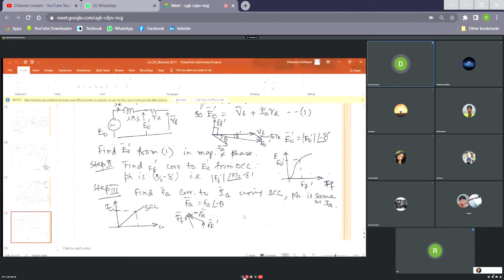Now we go to IA versus IF. IF is proportional to E0 also, so you can say IA versus IF. IF and E0 are related. If you give a field, you can have the no-load EMF also. So you can draw IA versus IF or IA versus E0, anything, but for this calculation we will use IA versus IF. Now you come to this.